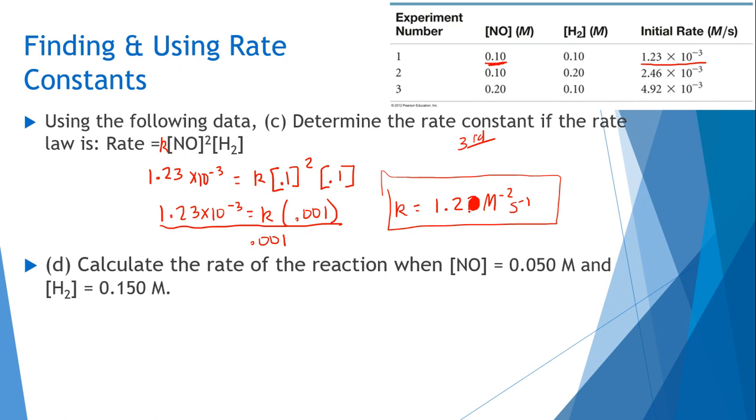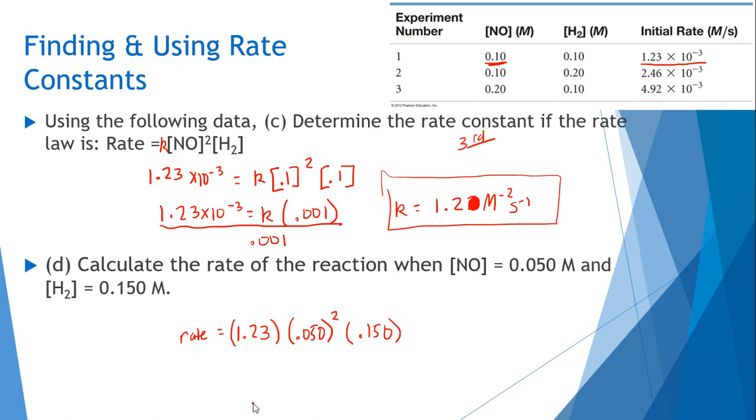Now, here's the thing. If I have 2 sig figs here, when I go to do part D, we don't want to use that rounded number. We want to make sure to use our unrounded number. So for rate, we want to use our unrounded number of 1.23. Then we plug in our NO value, which they give us as 0.050. Remember, according to our law, that's to the second power. And then we're going to multiply it by our hydrogen gas, which is 0.150. We can go ahead and plug this in.